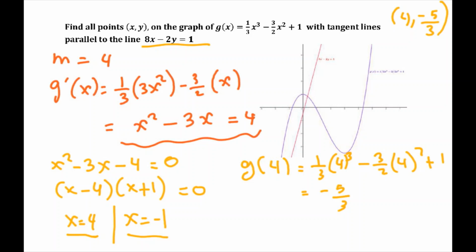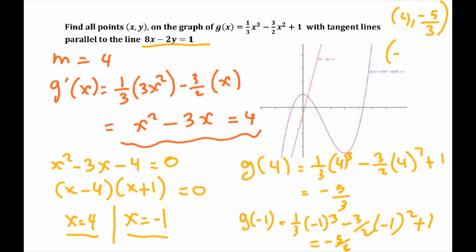What about the second one? It's g of negative 1, and that's going to be equal to negative 5 over 6. So my second point is (negative 1, negative 5/6).